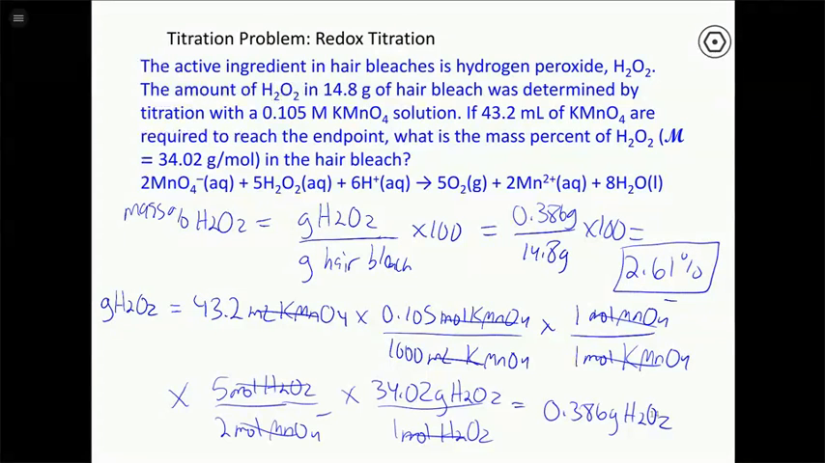All right, so the series of steps are very similar to what we saw before. This is just a redox reaction instead of acid-base, and here we had to calculate mass, so we had this last step here. So practice those over and over again until you get good at them, and please come to me with any questions you have in the next week or so.